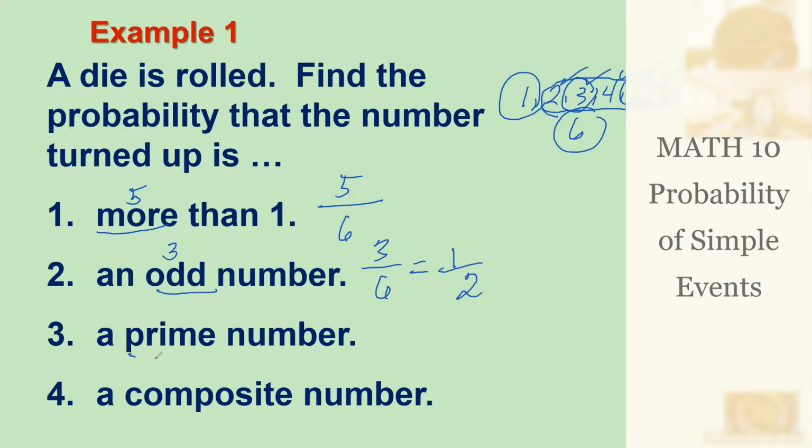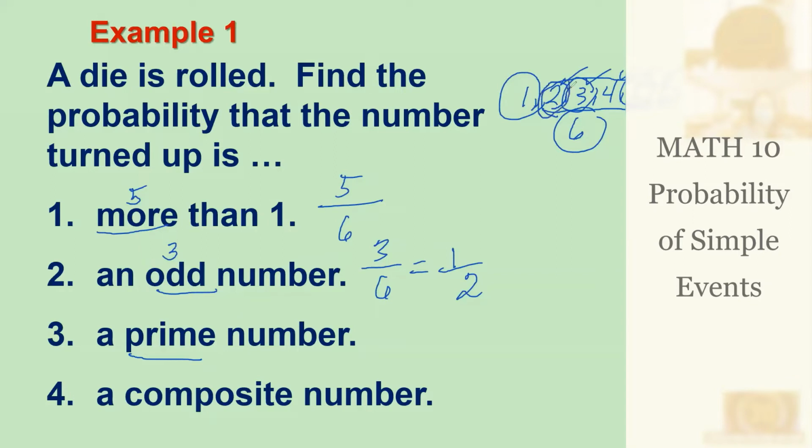Prime number. Is 1 a prime number? What do you remember from grade school? Is 1 a prime number? No. 1 is odd, but 1 is a special number. It is neither prime nor composite. So remember that. It is not prime, not composite, but it is odd. What about 2?